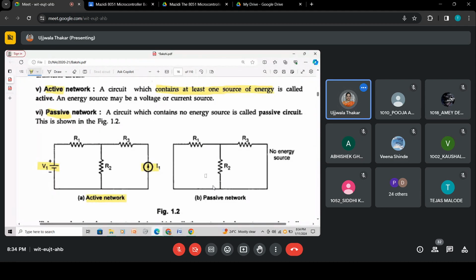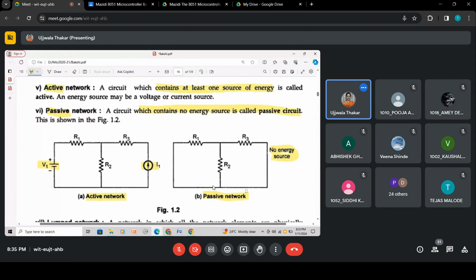And the passive network will not have any energy source. Isn't it simple to understand? So an active network is the network which has at least one energy source, and the passive network will not have any energy source. The circuit which contains no energy source is called a passive circuit. Fine, so this is the next classification of network.